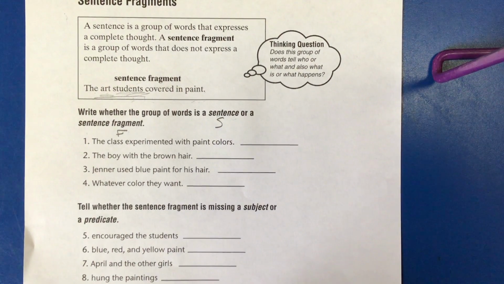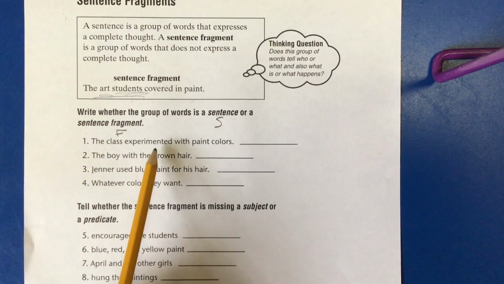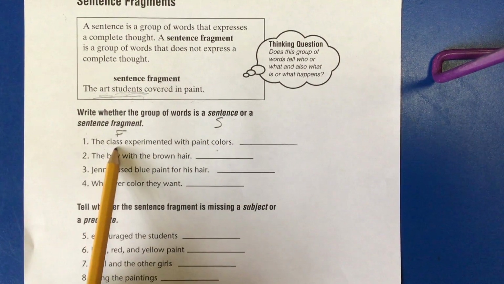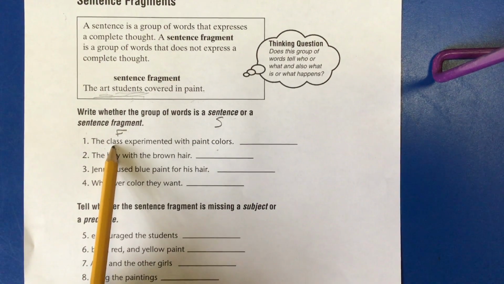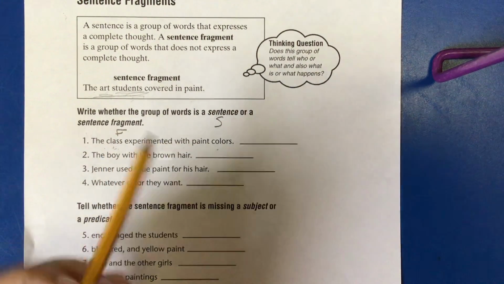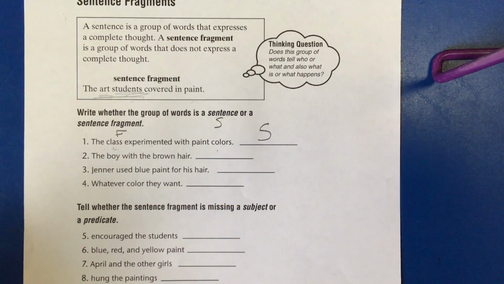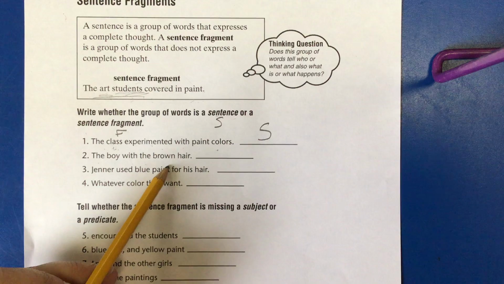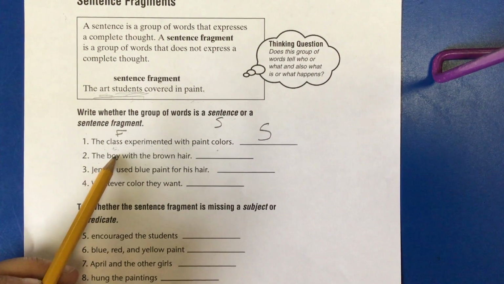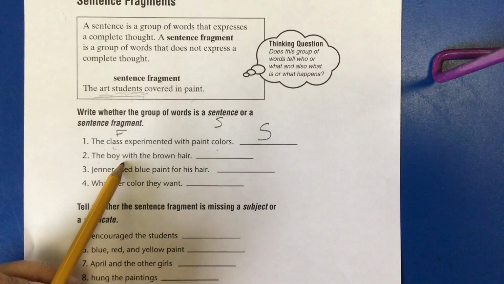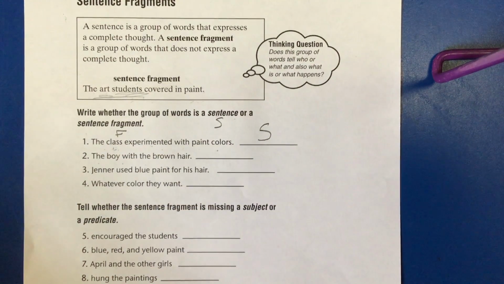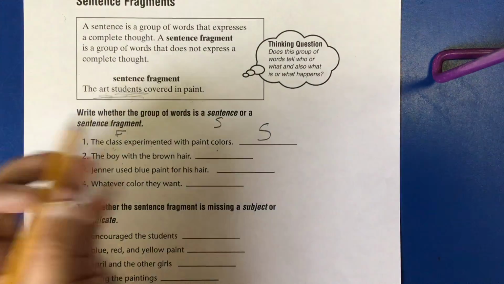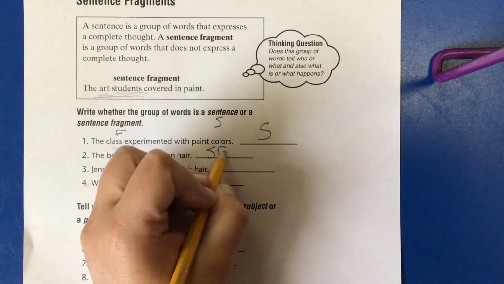So in this one, we have the class experimented with paint colors. Well, who are we talking about? The class. What did the class do? The class experimented. So this one is a complete sentence. The boy with brown hair. Well, we know we're talking about the boy, but what is the boy doing? We don't know what the boy's doing. There is no verb. There is no predicate. So that one's going to be a sentence fragment.